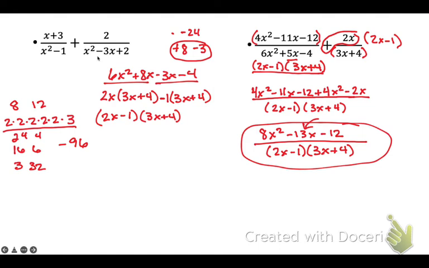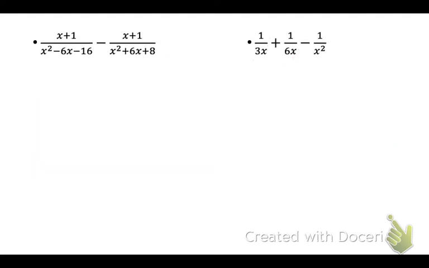So we've added, does it change when I subtract? No. The only thing here was a positive 2x. If I was subtracting, it would be a negative 2x. But it doesn't change anything else. So x plus 1 over x squared minus 6x minus 16, minus x plus 1 over x squared plus 6x plus 8.